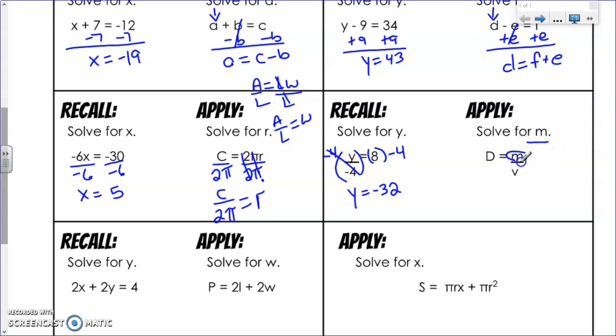Here I'm solving for m. So here's my m. What's happened to the m? It's being divided by v. So what's the opposite of dividing by v? Multiply on both sides by v. So I get vd, the v's cancel, equals m. That makes sense?